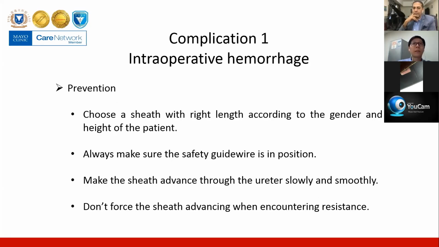Of course, if the surgeon places the sheath violently, the injury will still happen. So we should advance the sheath through the ureter slowly and smoothly, and don't violently force the sheath advancing when we encounter resistance. We need to retrieve the obturator and take the ureteroscope into the sheath and observe the circumstance of the ureter and make clear why we encounter resistance. That will help us to make a right decision and avoid the injury.